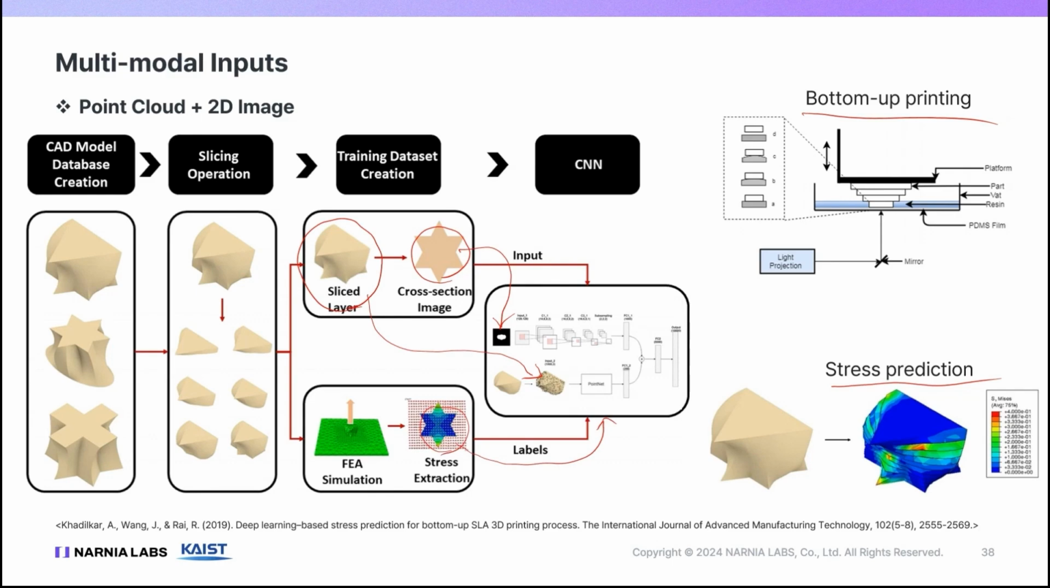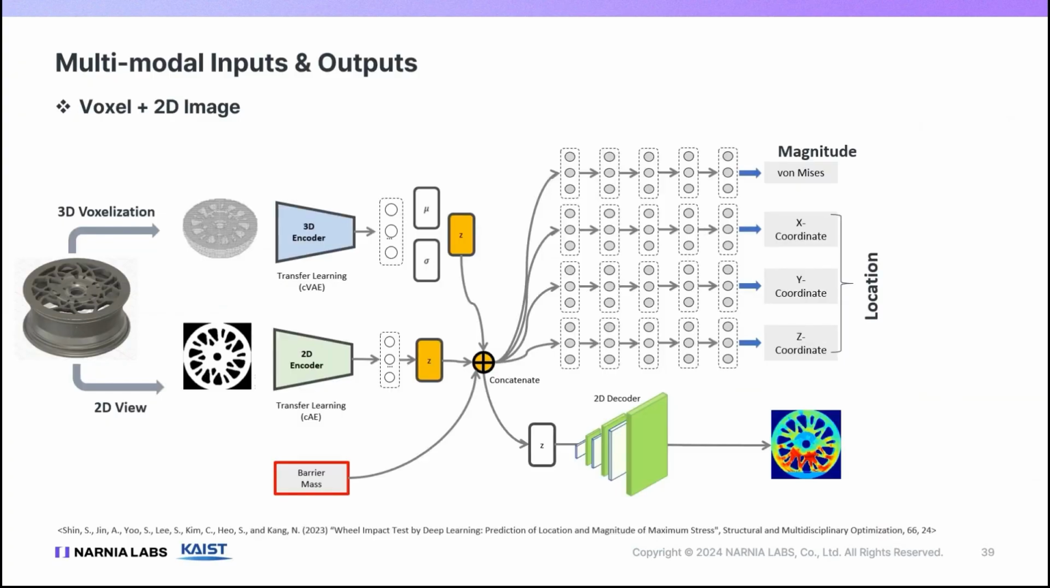This is a case where point clouds and 2D images were used for training. This time it is a combination of voxels and 2D images. For example, let's say there is a 3D wheel. Then the voxel values of the 3D wheel and the 2D cross-section are input. And for example, when an impact is applied to the wheel, the model simultaneously predicts the location of the maximum stress, the value of the maximum stress, and the 2D field.